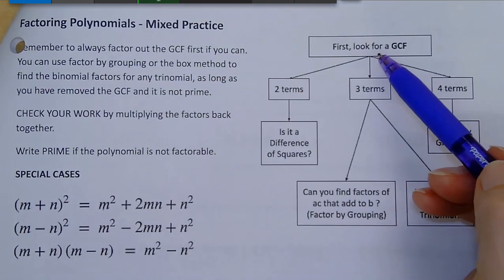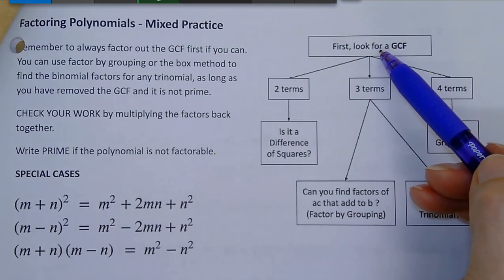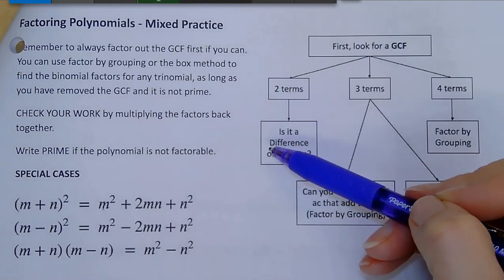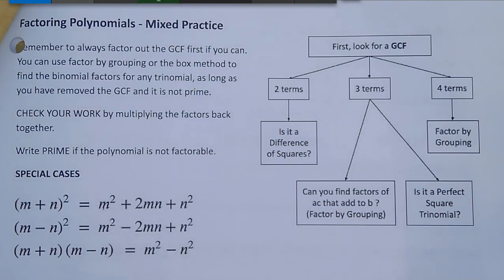All right, first look for a greatest common factor. Then, do you have 2 terms? If so, is it a difference of squares? Because if it is, you can break it up.